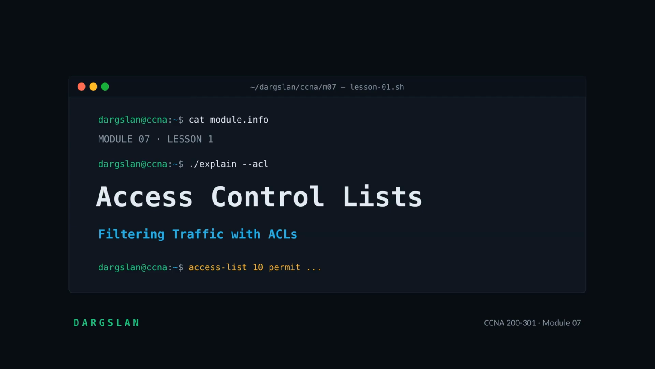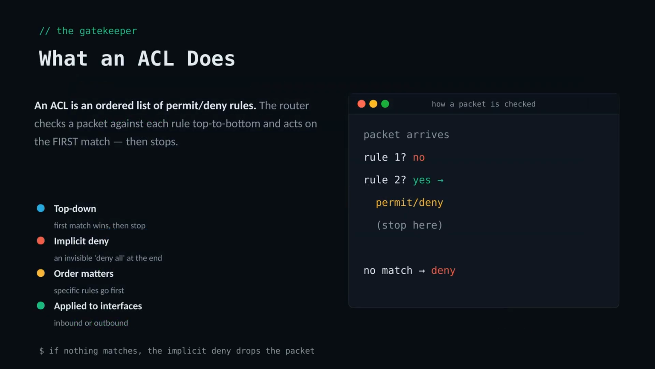Today, we're opening up one of the most practical tools in your networking toolkit. Over the next few minutes, we'll unpack access control lists, or ACLs, what they are, how a router actually uses them to filter traffic, and why they sit at the heart of network security. Think of this as your first hands-on session with the gatekeepers of the network. So let's start with the core idea.